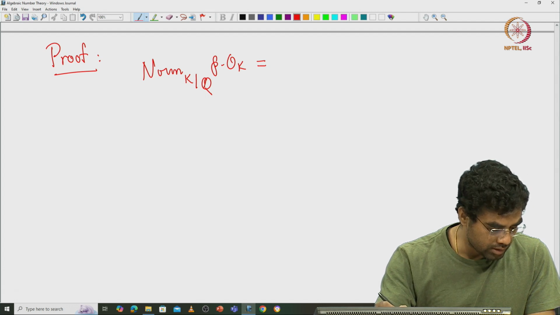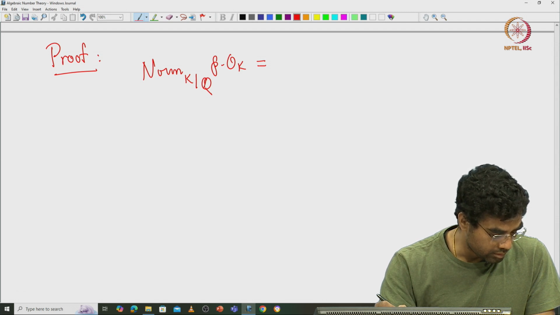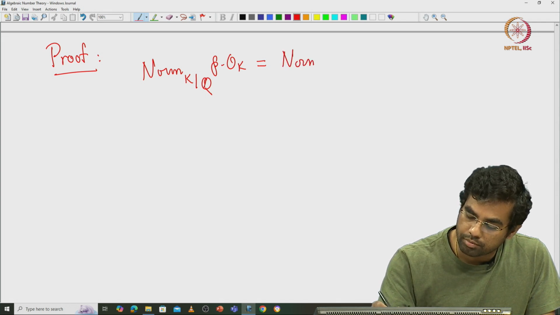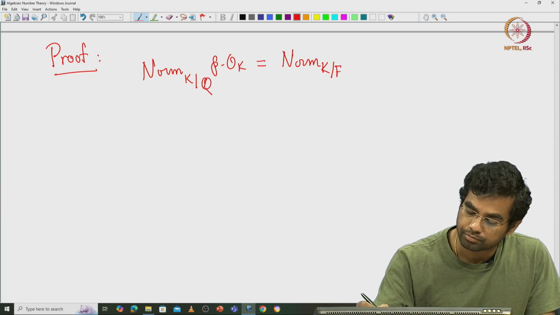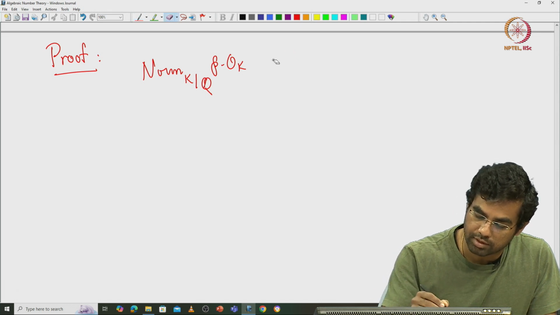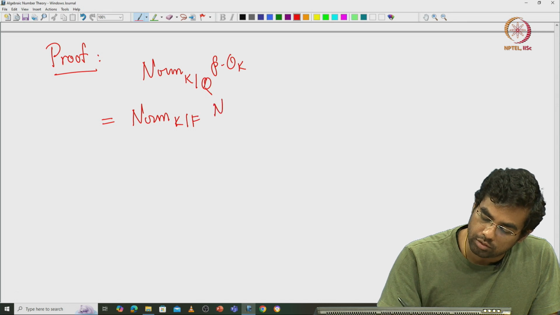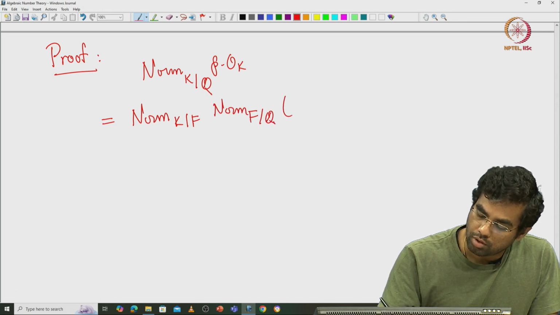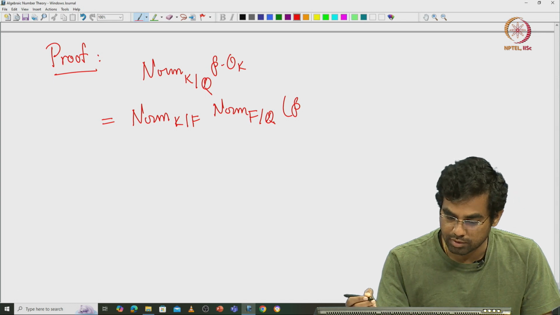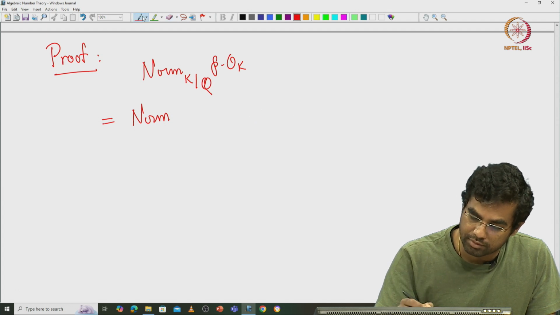So, on the one hand, what I can do is take the norm from K to F first, and then from F to Q. I am sorry, I am confusing myself. Why am I doing all this? I had it in the correct order the first time around.